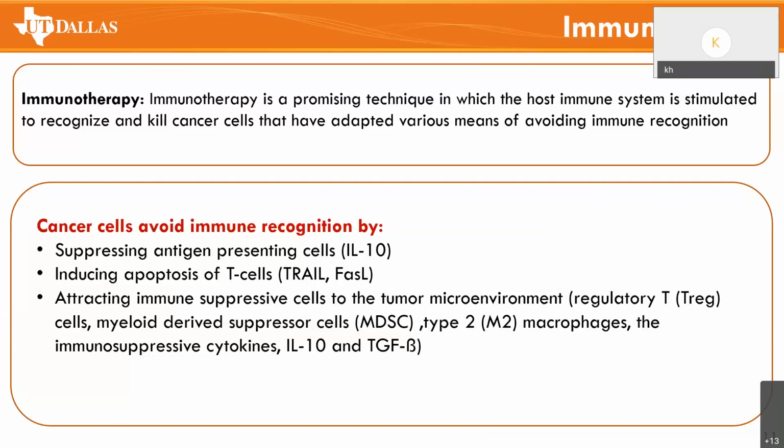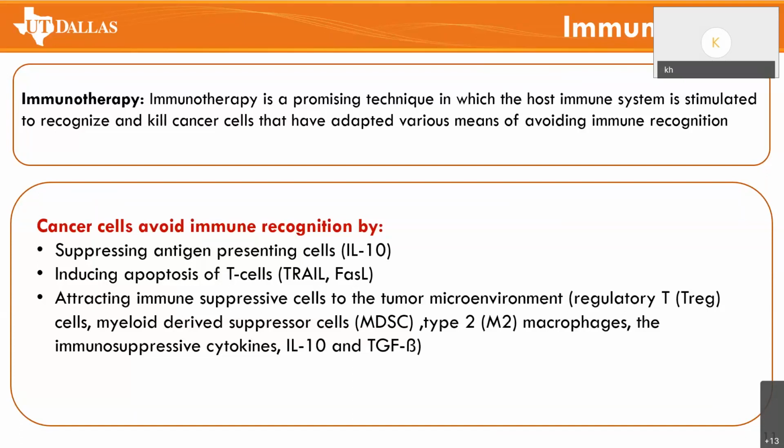Also, a cancer cell can produce factors such as TRAIL and FasL that induce apoptosis of cytotoxic T cells. Cytotoxic T cells are responsible for finding and destroying cancer cells, but now they cannot do their job. And another thing is that cancer cells attract immune suppressive cells to the tumor microenvironment, including tumor-associated macrophages, myeloid-derived suppressor cells, and T-regulatory cells. I have this part in mind because I'm going to discuss it more later.